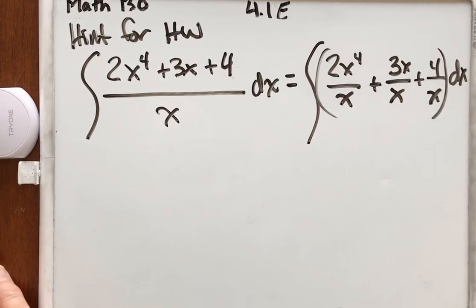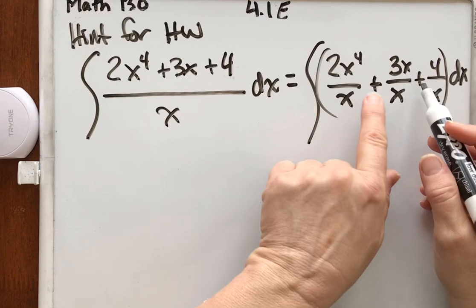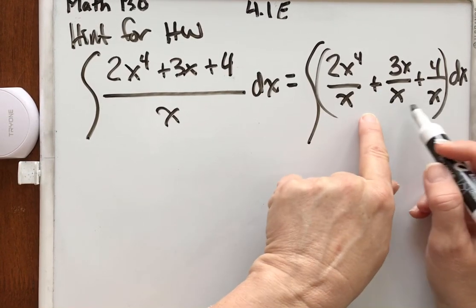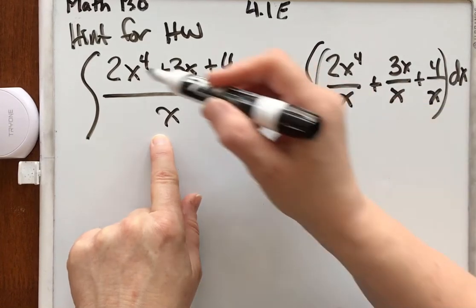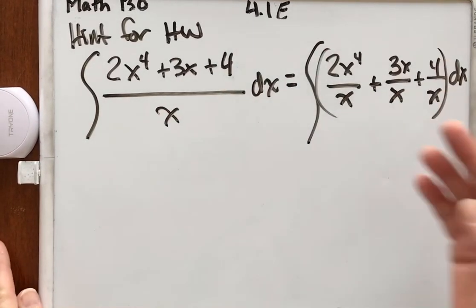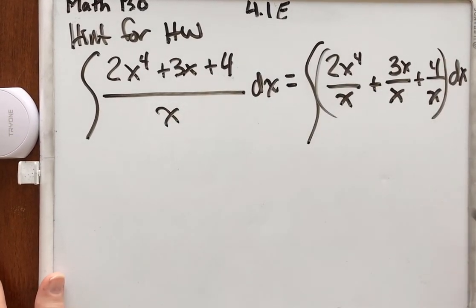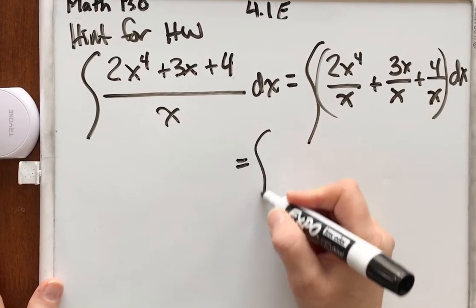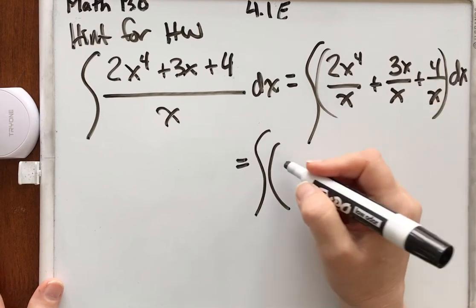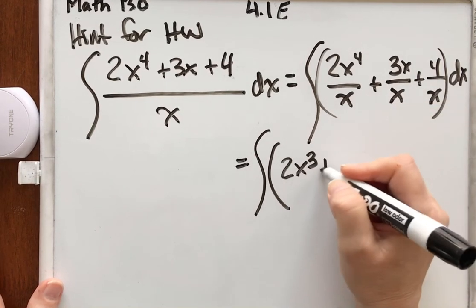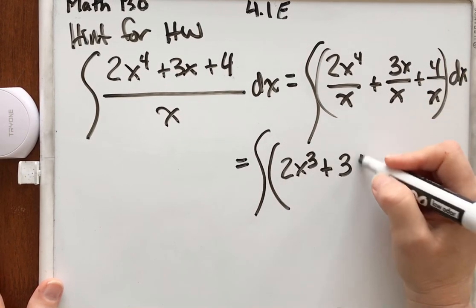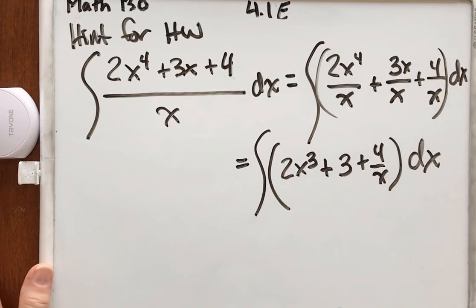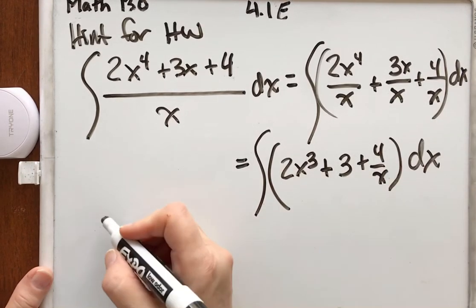So notice we're doing the opposite. When we add fractions, we have the same denominator, right? When we have the same denominator, we just write it once, and then we add everything on top. So we're just going the other way. We're splitting it up. Now, after we split it up, we're going to simplify it. So the x cancels out. We have 2x cubed plus 3 plus 4 over x dx. And now we can integrate each separately.